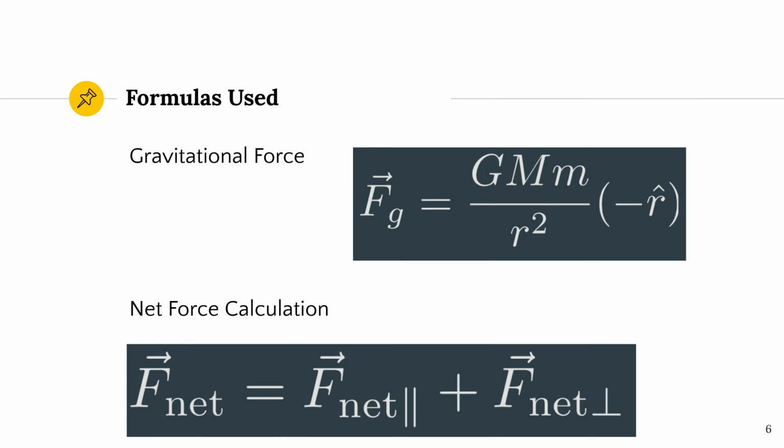The next formula used is the gravitational force, which is to calculate the net force acting on the planet and the spaceship. Also, the net force can be calculated by adding parallel and perpendicular components of the net force.